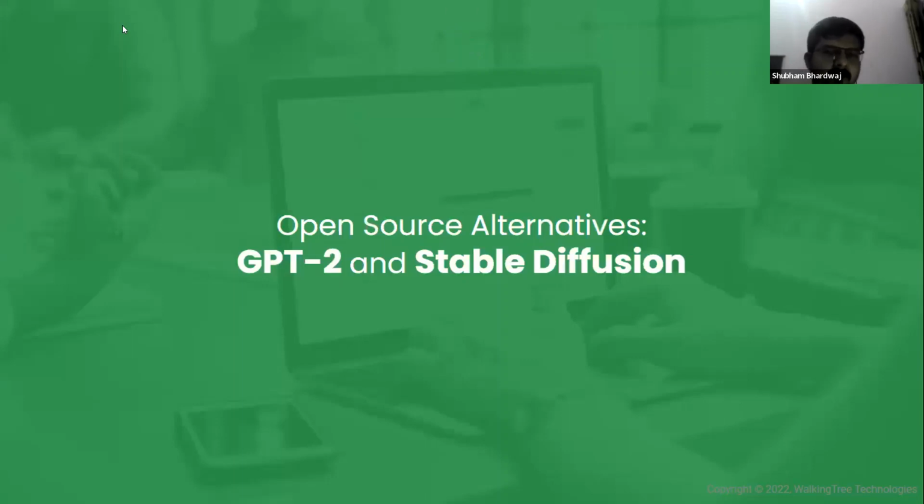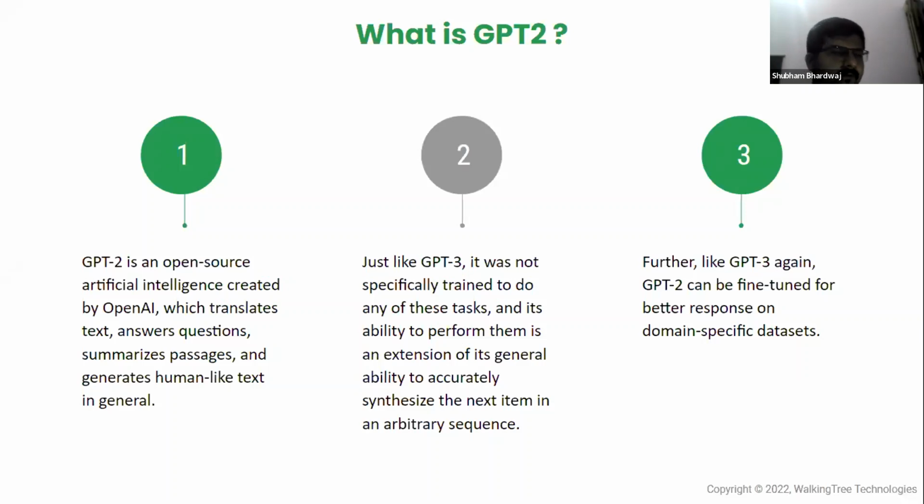Hi, everyone. As Abhilasha mentioned, I'll be discussing the open source alternatives to GPT-3 and DALL-E. One of the most popular open source alternatives to GPT-3 is its predecessor, GPT-2. We, of course, also have GPT-J, but GPT-J is different in the sense that it didn't come from OpenAI. GPT-2 came from OpenAI, so it's a more relevant comparison. And the most significant open source alternative to DALL-E right now is Stable Diffusion. Let me talk about GPT-2 first.